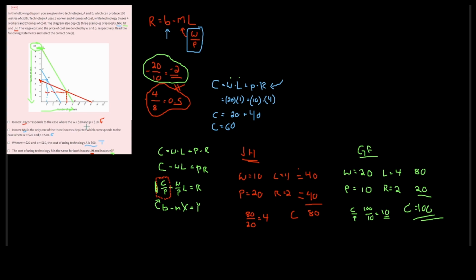Anyways, this was really the very longhand explanation as to why the cost of using technology B is not the same for both of those isocosts, because they are just reflecting different ratios of wage and P. So even though both isocosts cross through that point, they don't actually have the same cost because they're different isocost curves. Hope that helps work through these examples.